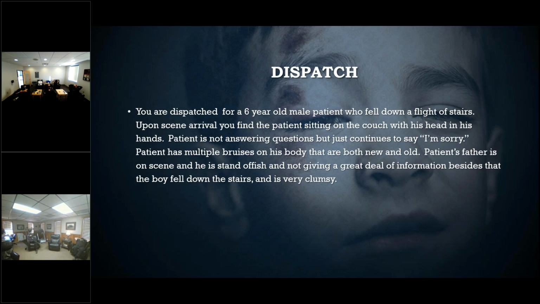You are dispatched for a 6-year-old male patient who fell down a flight of stairs. Upon scene arrival, you find the patient sitting on the couch, head in his hands. The patient's not answering any questions, but just continues to say, "I'm sorry." The patient has multiple bruises on his body that are both new and old. The patient's father is on scene, very standoffish, not giving a great deal of information, besides that the boy fell down and is very clumsy.